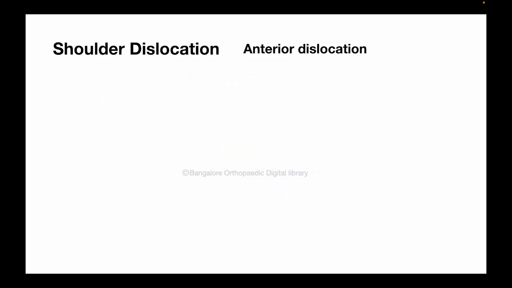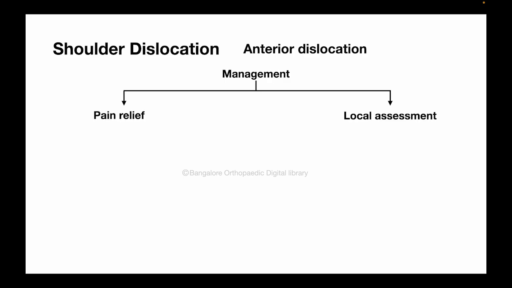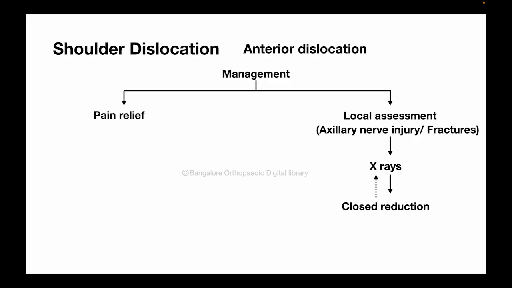Coming to the management of anterior dislocation of the shoulder, the first step is pain relief with an appropriate IV analgesia. Local assessment includes examination of the axillary nerve and looking for further fractures. A radiograph confirms the injury and the treatment is closed reduction and check X-rays. Rarely, an open reduction may be necessary, especially if it is associated with a humeral fracture.